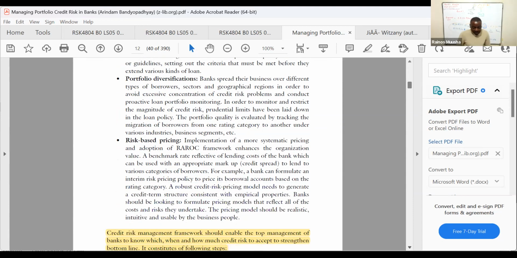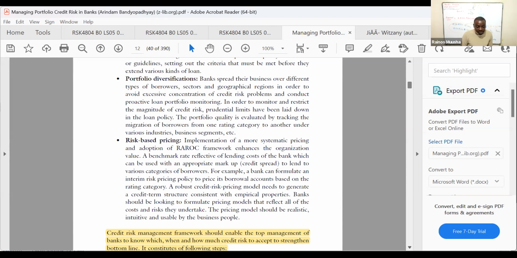Then they also look at risk-based pricing, where they say implementation of a more systematic pricing and adaptation of the risk-adjusted return on capital framework enhances the organization value. So a benchmark rate reflective of lending costs of the bank, which can be used with an appropriate markup to lend to various categories of borrowers. For example, a bank can formulate an interim risk pricing policy to price its borrower accounts based on the rating category. So a robust credit risk pricing model needs to generate a credit term structure consistent with empirical properties. So banks should be looking to formulate pricing models that reflect all the costs and risks that they undertake. So the pricing model should be realistic, intuitive, and usable by the business people as well.